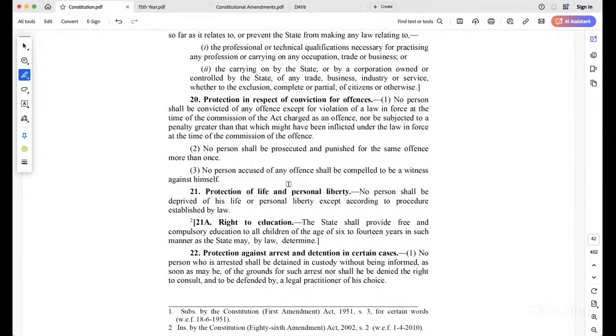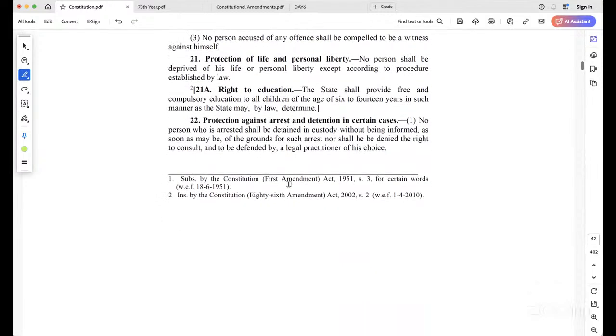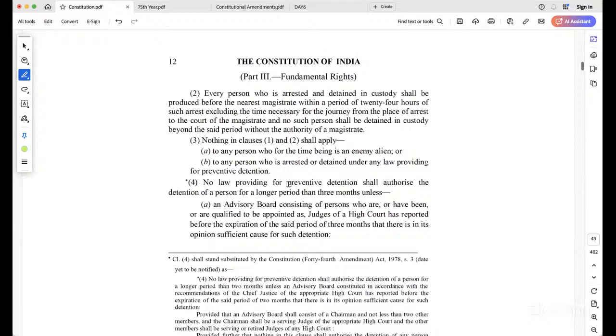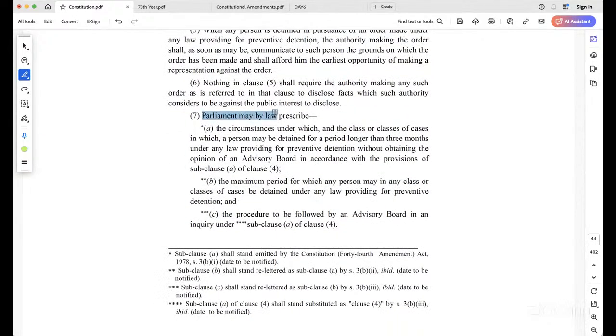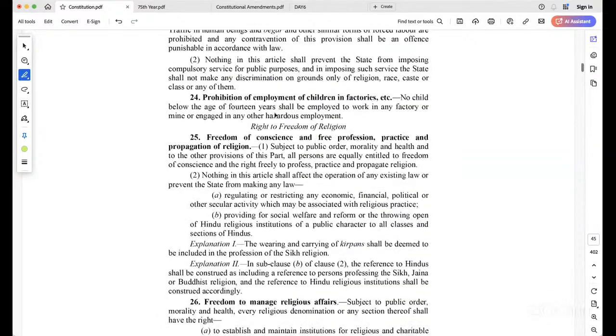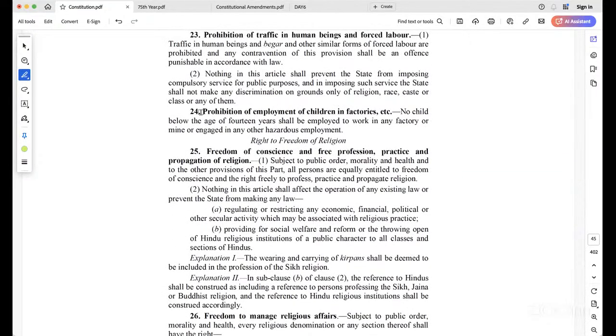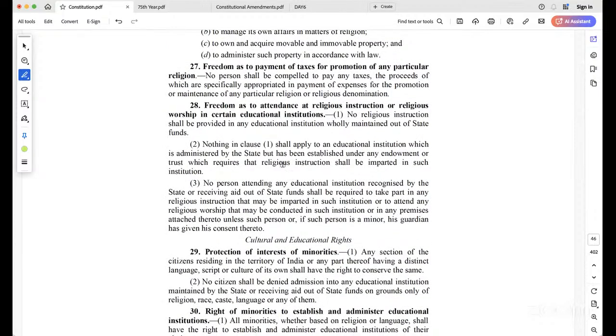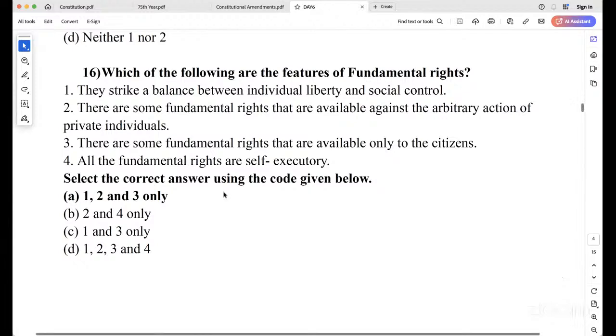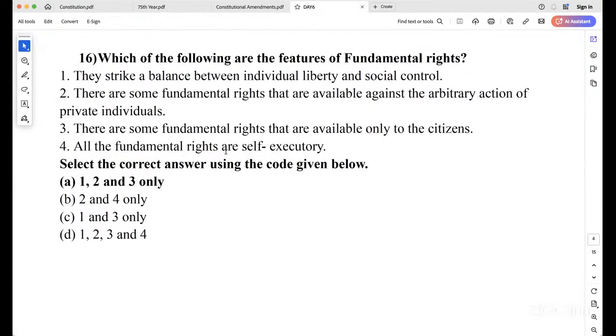See, in these things you can check if the article is specifying that the parliament can make the law to enforce this. If that comes, then it shows that it is not self-executory, rather the parliament should make a law. For example, with respect to the abolition of untouchability, we have what law? See, here it says parliament may by law, which means it is not self-executory. Clear? So in this, all the fundamental rights are self-executory, it is wrong.